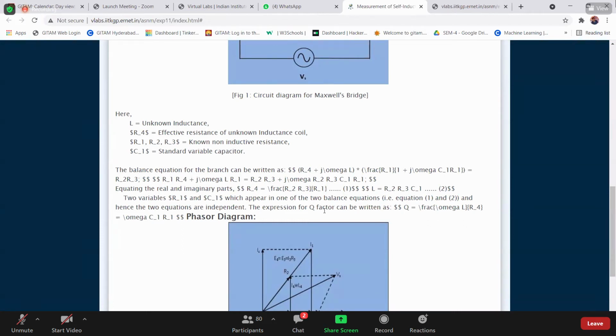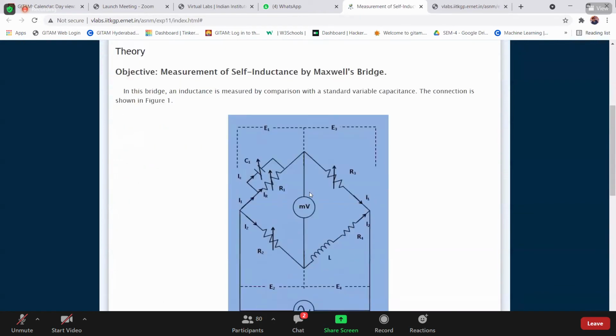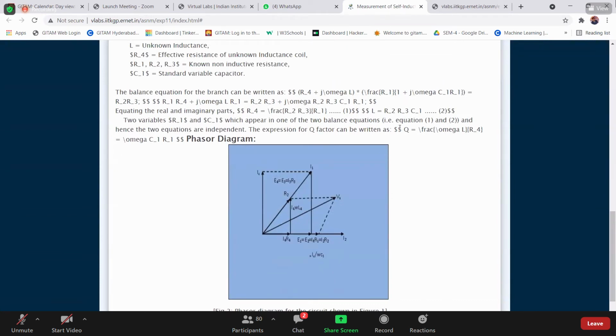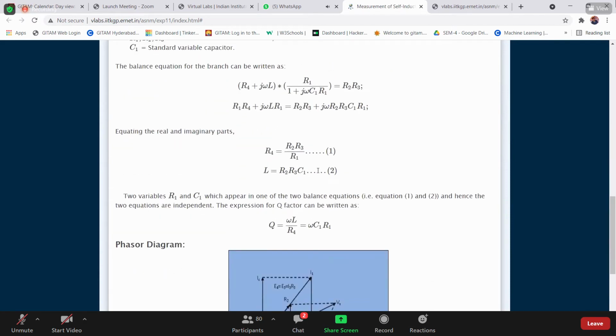Above the phasor diagram. Yeah, refresh the page, Mr. Shashank. Right. L is equal to R2, R3, C1. That is the formula to find out the unknown inductance. Okay, Shashank? Okay, sir.